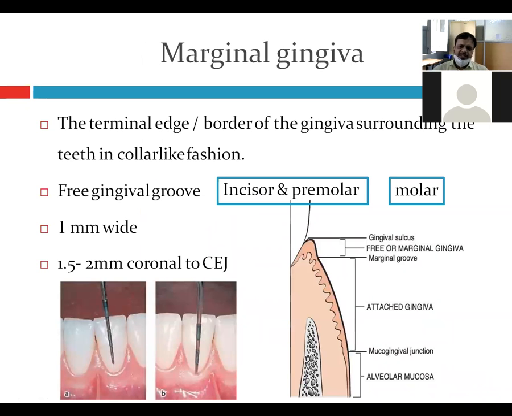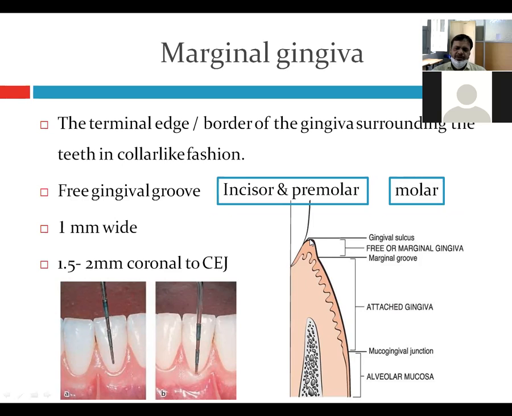So coming to marginal gingiva, as you know, marginal gingiva is also called terminal free gingiva or unattached gingiva. It is called unattached because it is not firmly attached to your tooth structure. It is free. The marginal gingiva is the terminal edge or border of the gingiva surrounding the tooth in a collar-like fashion. You can see in this figure.